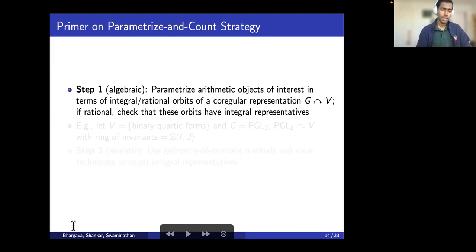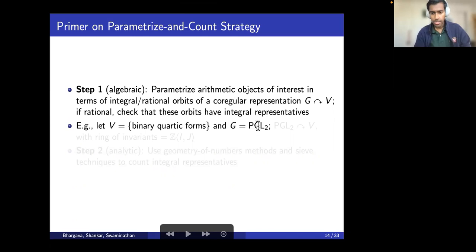That's all it means. Now, if the arithmetic objects of interest correspond to rational orbits, then we check that these orbits have integral representatives. As an example of what a co-regular representation is, V could be, say, the space of binary quartic forms, G could be the group PGL2, PGL2 would act on V via linear change of variable, and then the ring of invariants of that action is going to be freely generated by two homogeneous polynomials, I and J of respective degrees 2 and 3. So that's an example of a co-regular representation.